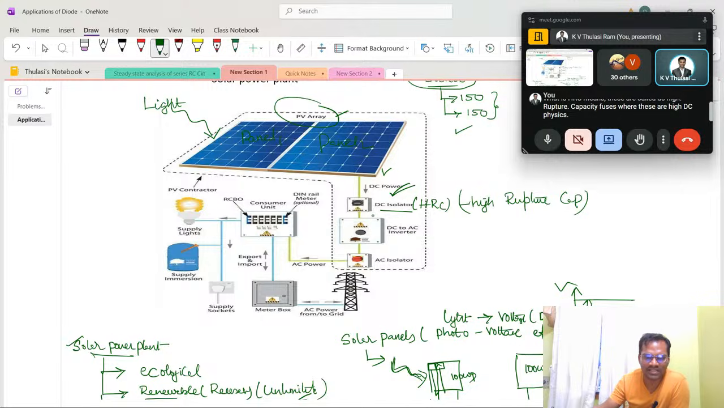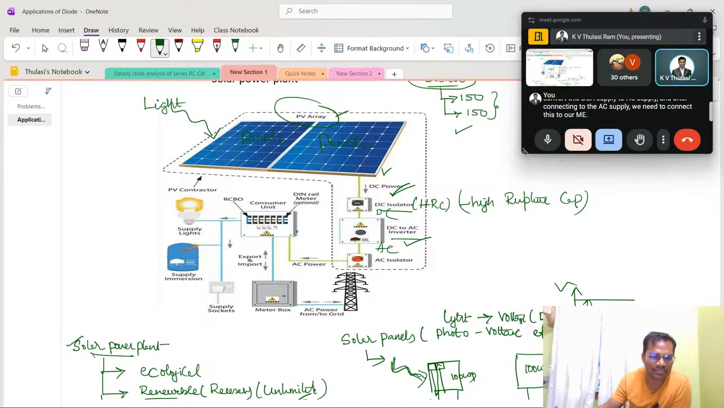Okay, and here the DC supply is available. In our home we have AC supply: the bulb is on AC supply, the fan is on AC supply, and we have a geyser on AC supply. But we need to convert this DC supply into AC supply suitable for our home. This is done by a component called an inverter. So this inverter will convert this DC supply to AC supply, and after that we need to connect this to our meter.